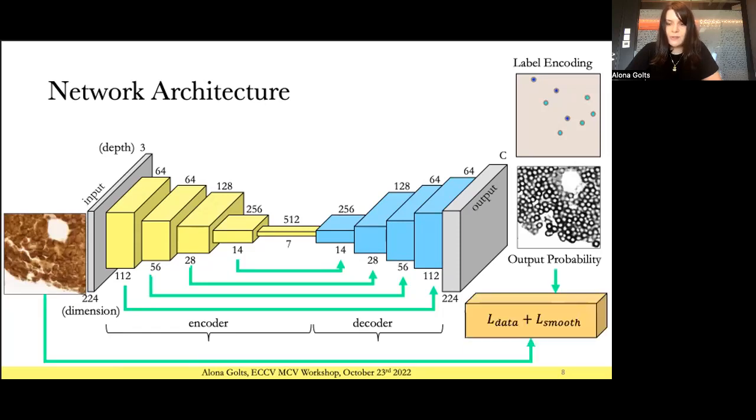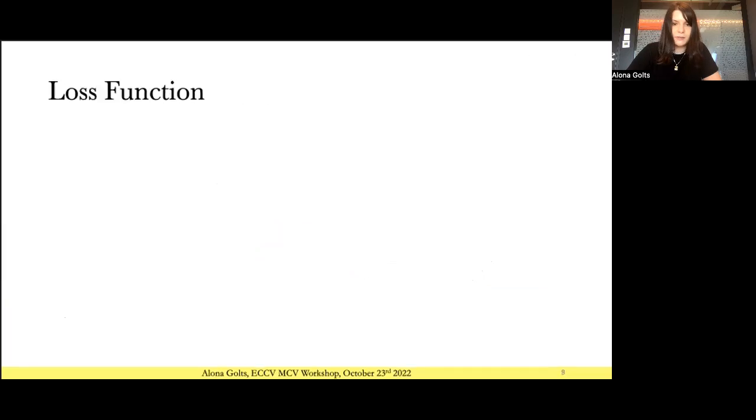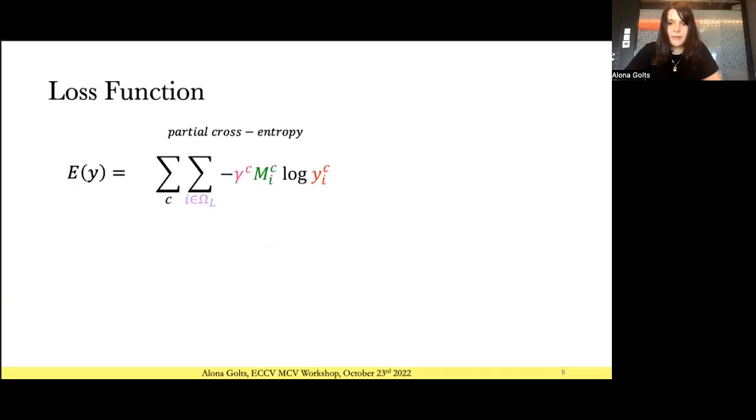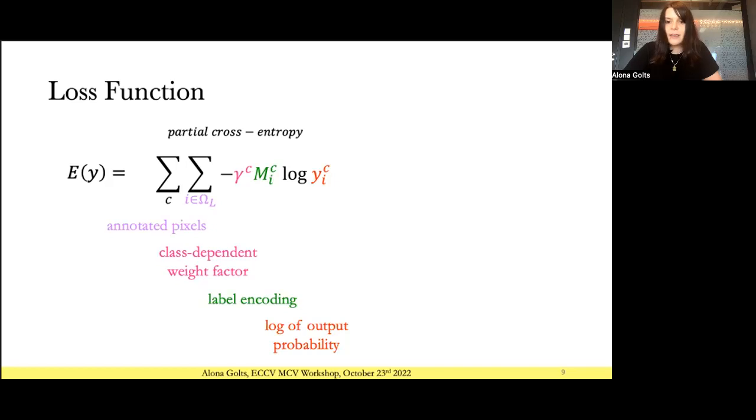As opposed to semantic segmentation, where we have the fully supervised labels during training, here we have a weakly and semi-supervised label encoding. The shortage in annotations is alleviated via the specialized loss functions. Our loss function consists of two terms. The first, partial cross-entropy, takes into account the network prediction only in the annotated regions omega L. The label encoding serves as one-hot matrix M, and the network output probabilities are denoted as Y. An additional class-dependent scalar gamma is added to increase the effect of the cell classes versus the background.